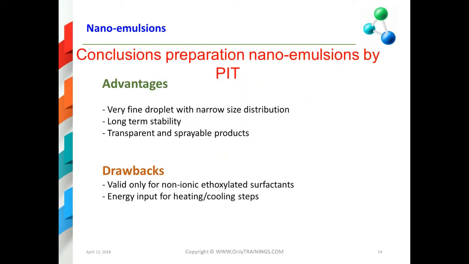Okay, so by PIT, the advantage is that we can obtain very fine droplets with a narrow size distribution. We will obtain a long-term stability, due to this very narrow size distribution, and we obtain transparent and sprayable products. The drawbacks are that it's valid only for ethoxylated surfactants, and we need to put energy into the system by heating or cooling the system to produce the PIT, to produce the phase inversion.